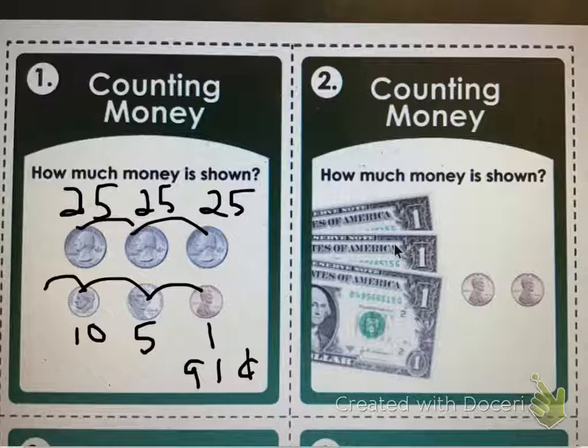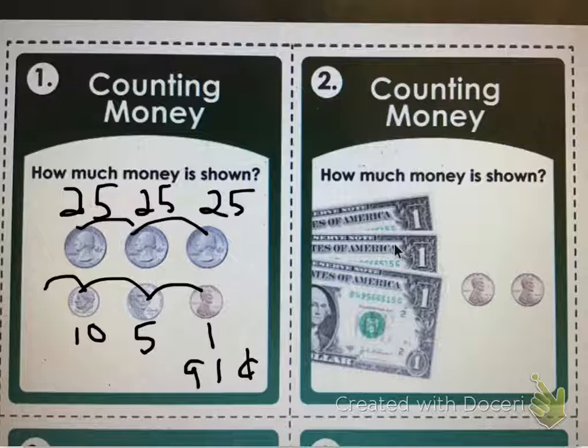Let's look at example number 2. It says how much money is shown. This time I have some dollar bills and some coins, so I'm going to think about each one separately. I see 3 $1 bills, and I don't really need to write them. You can if you want to. They're already labeled with the 3 ones, so I'm going to keep that in my head. I know I have $3, and I see only 2 pennies, so that's 2 cents. So I need to figure out how to write $3 and 2 cents. We're going to use dollars and cents notation.